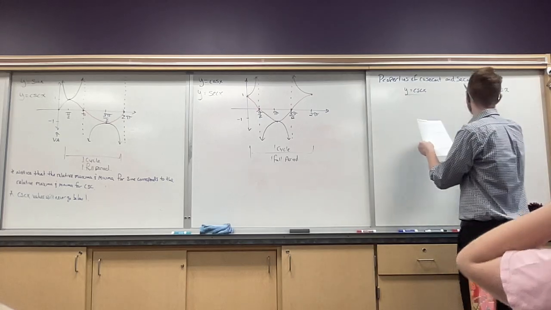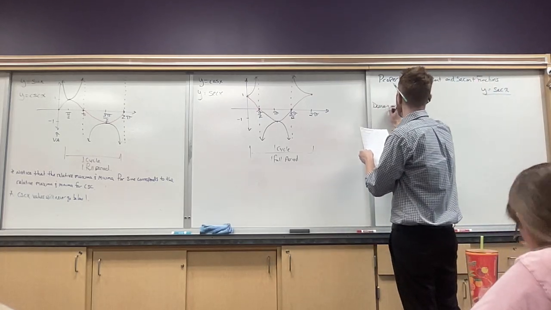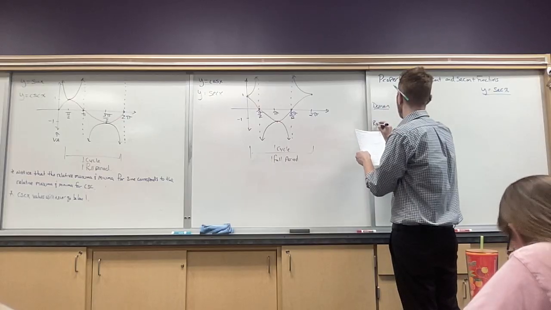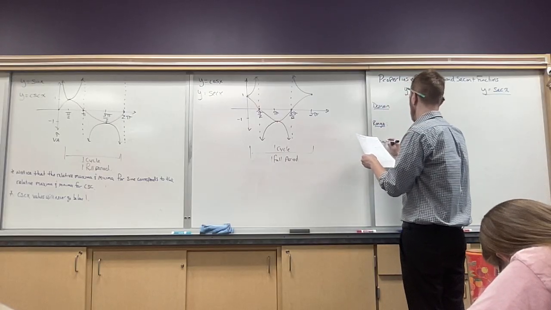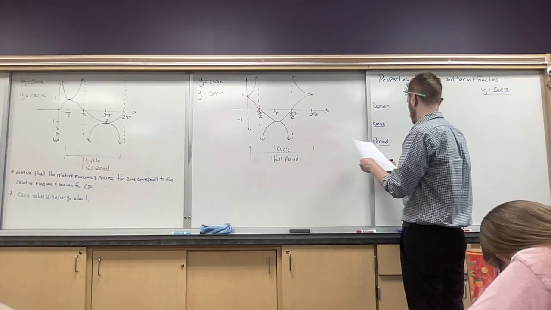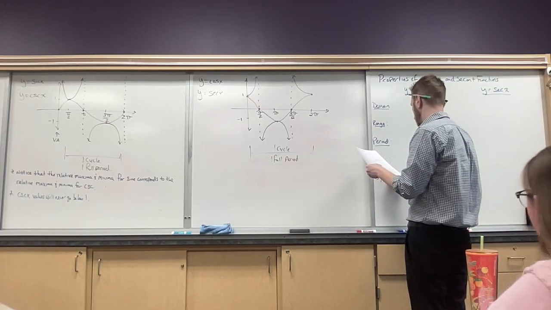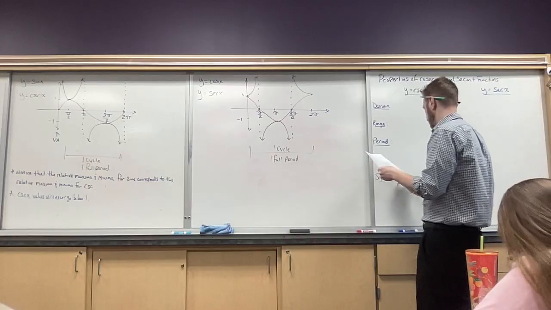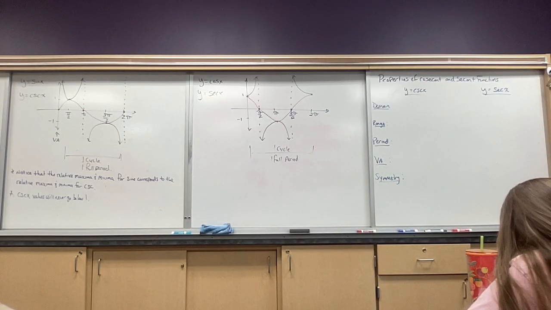Draw a little table. We're going to look at its domain, range, the period, where does the vertical asymptote happen, and is there any symmetry for those guys? Meaning we need to know if they're odd or even functions.